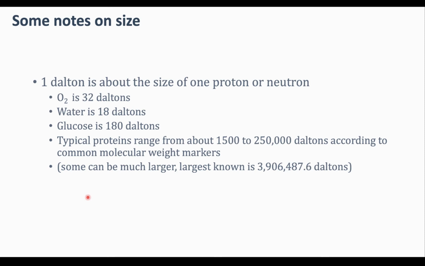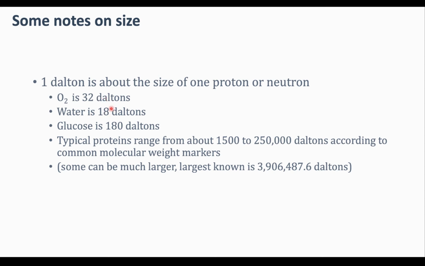Now I have some notes here on size because I want you to realize that even the things that we're saying are large are not necessarily large when we compare to other things within the cell, like proteins. So 1 Dalton is about the size of 1 proton or 1 neutron. Oxygen gas, 2 oxygen atoms bonded together, is 32 Daltons. Water, an oxygen and 2 hydrogens, is 18 Daltons.